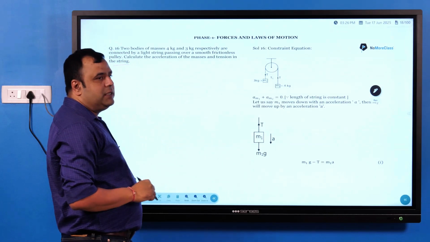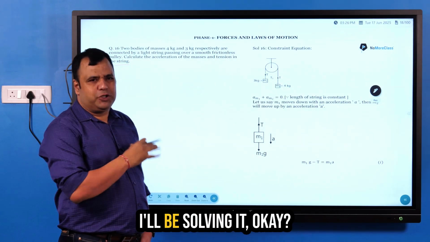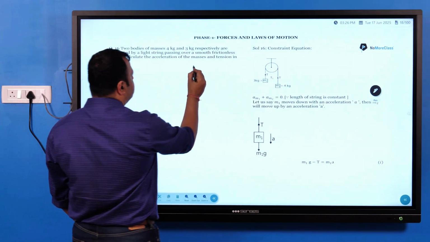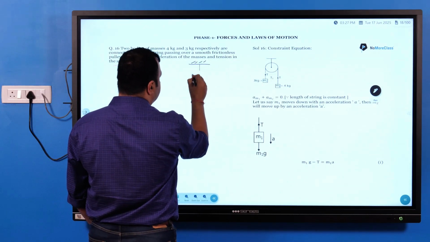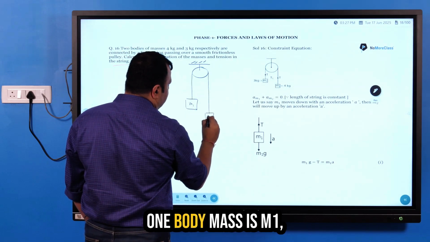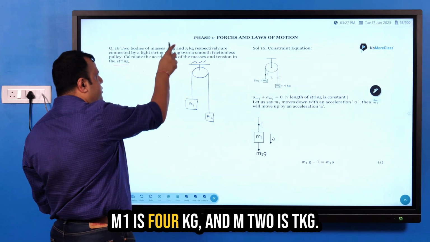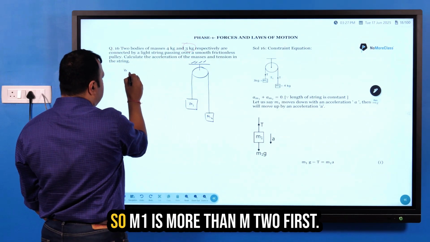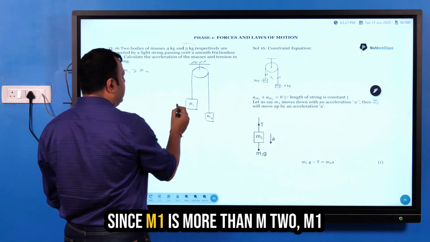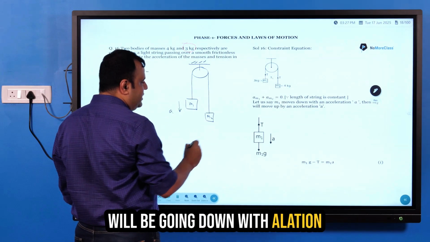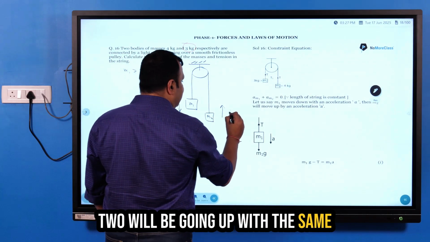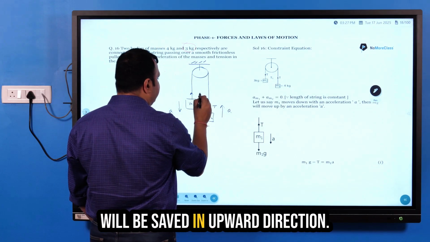Okay. What I'll do in this case, I'll not directly use the formula. I'll be solving it so that you'll get the idea as well. We can use the formula as well. So let's say this is the case. One body mass is M1, other body mass is M2. M1 is 4 kg and M2 is 3 kg. Since M1 is more than M2, M1 will be going down with acceleration A. So because of the constraint relation, M2 will be going up with the same acceleration. The tension in both cases will be the same, in the upward direction.